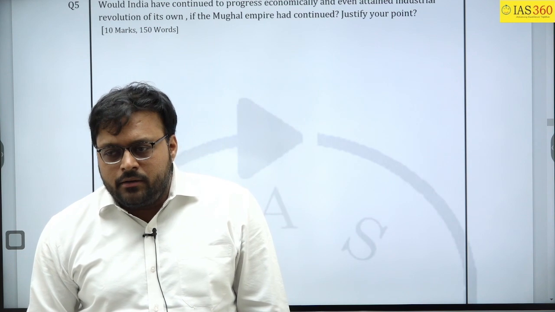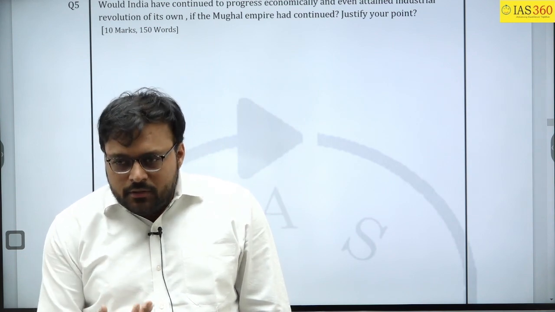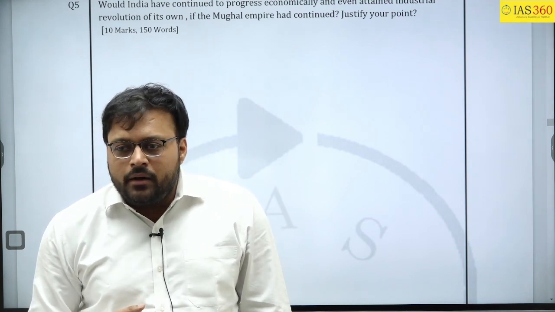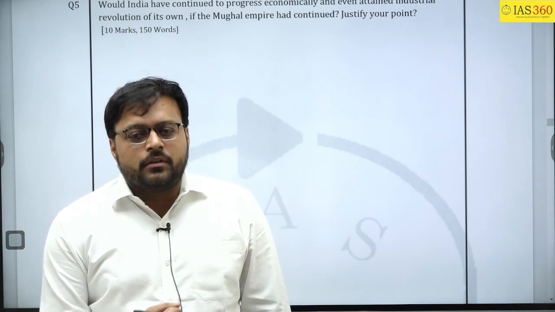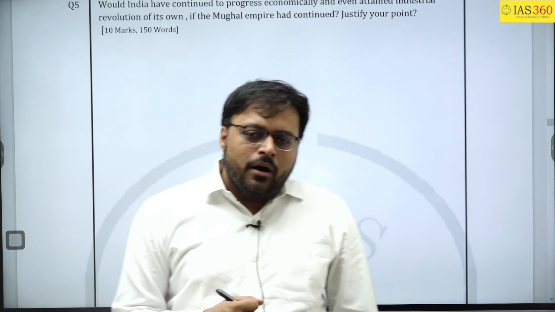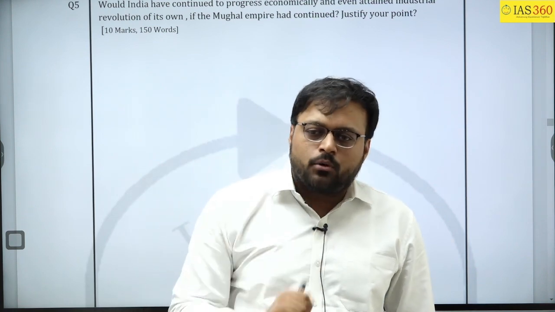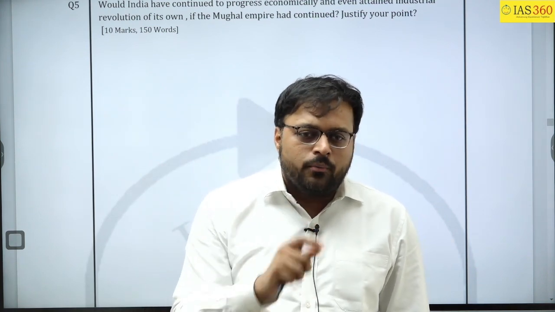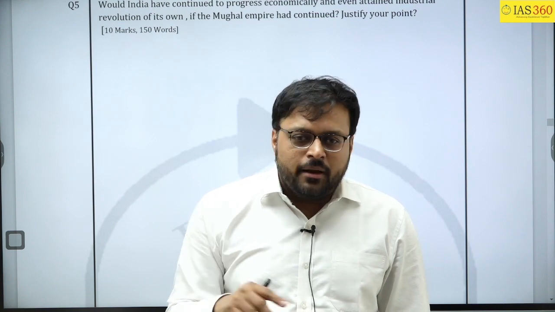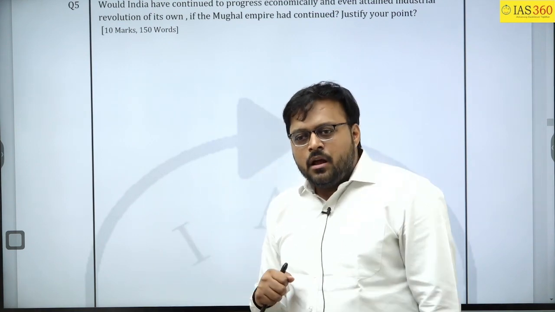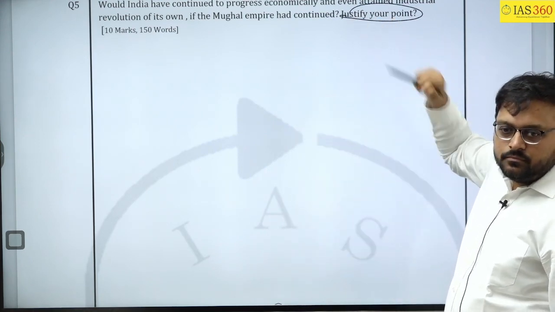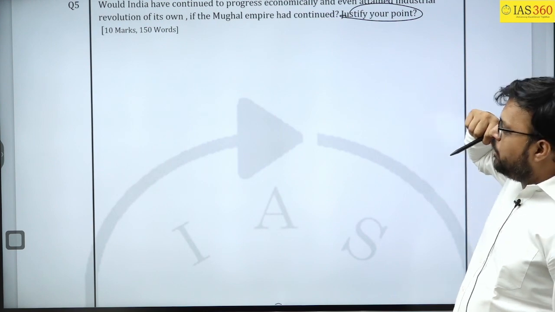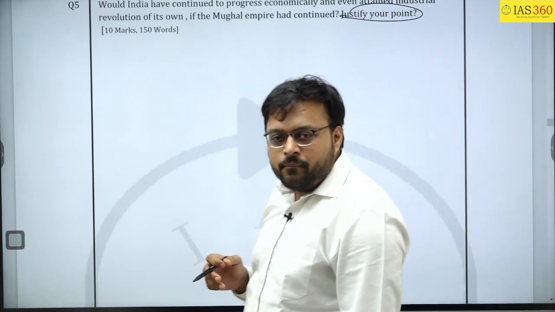Then you are talking about the issues with the Mughal Empire, and then you are telling that no, the Mughal Empire cannot be a hub for the industries. So basically what you are doing, you are mentioning both sides of the coin, as you are habitual of doing this. 4 points positive, 4 points negative. But you have not understood the demand of the question. The question is telling justify your point. So you cannot write both sides of the coin here.